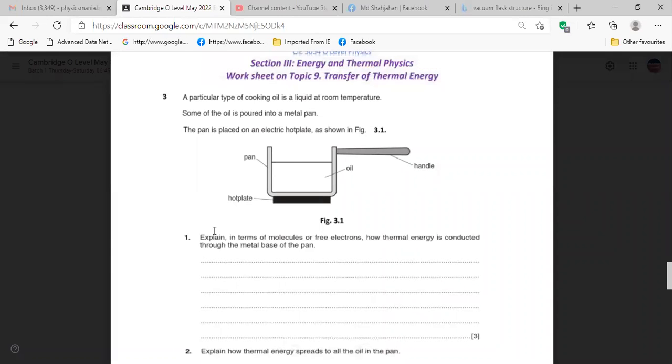Yes, sir. Question number 3. So can you read, Mahi, this one? Question number 3. Okay, sir.